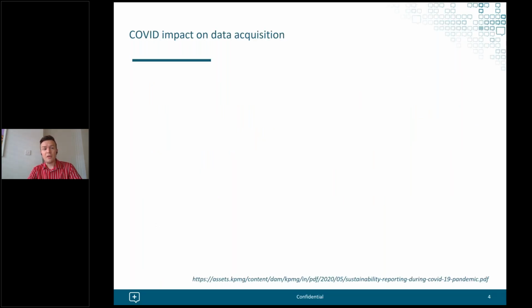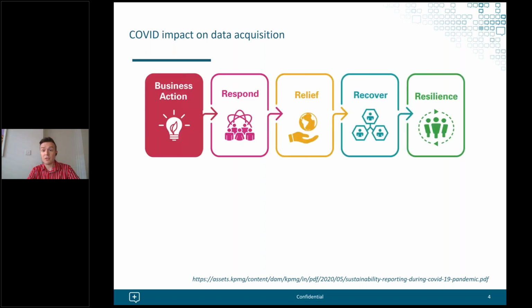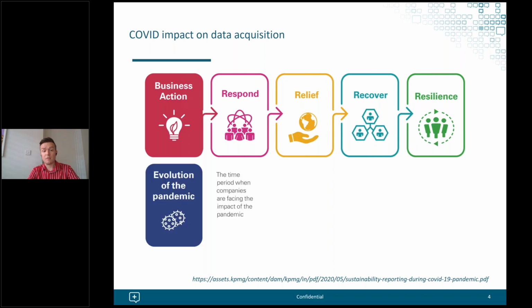So the first topic we're going to look at is how COVID has impacted data acquisition. And this set of diagrams here is from a KPMG report in 2020. And it's useful to have a look at because what this report did is it looked at the different phases of how COVID is impacting organizations and the business action and response to those different phases.